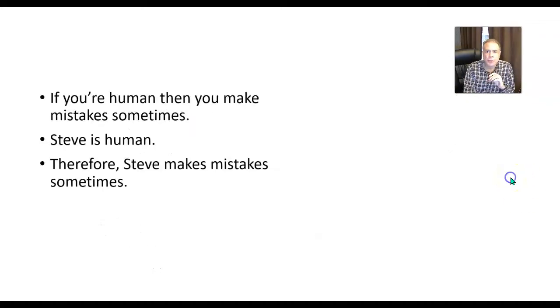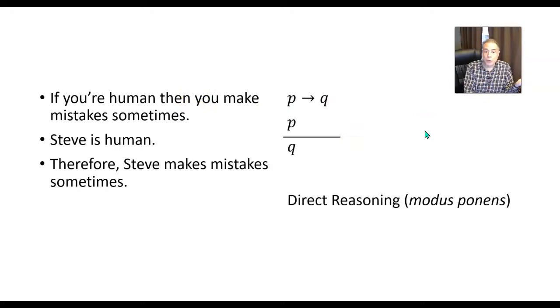Here we go. Example number 1. If you're human, then you make mistakes sometimes. Steve is human, therefore, Steve makes mistakes sometimes. Valid or invalid? Well, let's translate this into symbols first of all. If P, then Q. P standing for you're human, Q standing for making mistakes sometimes. Steve is human, so the P part is true. Therefore, Steve makes mistakes sometimes. Therefore, the Q part is also true about Steve. Well, that is direct reasoning or modus ponens, and it is valid.